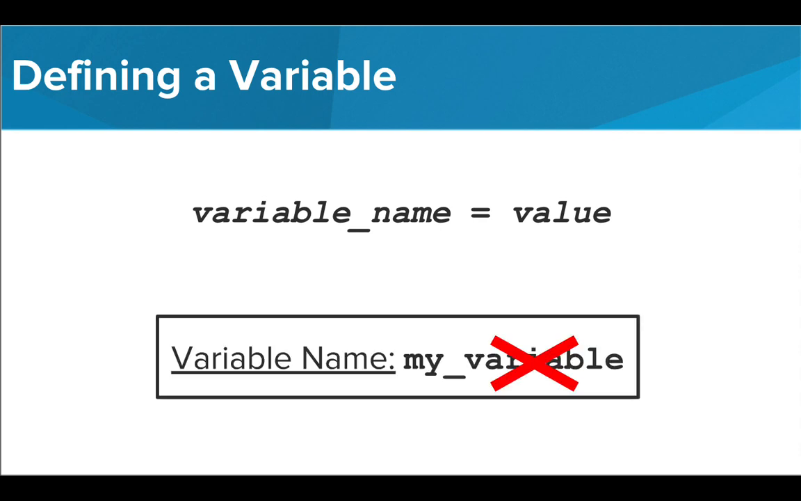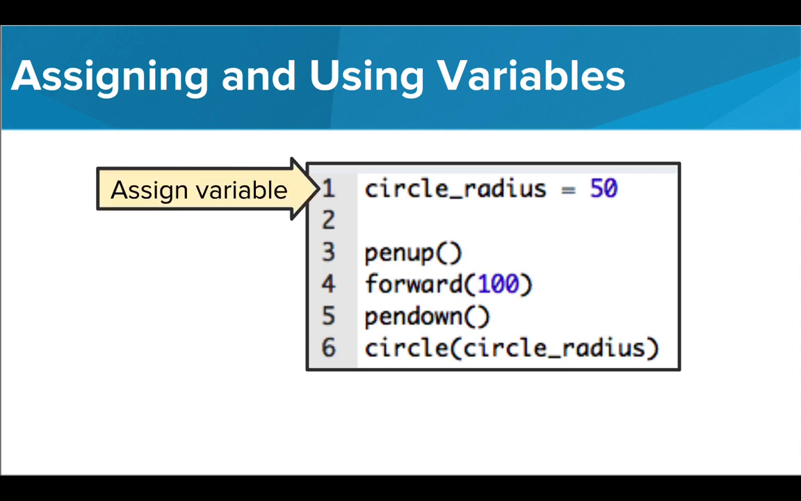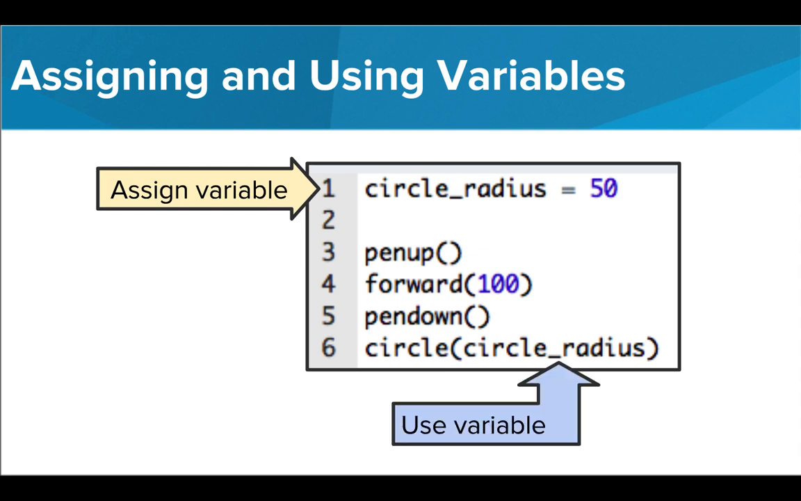Before you use a variable, you need to give it a name and assign it a value. Don't forget about our naming rules. To use a variable, the first thing we need to do is assign it. We do this by writing the variable's name followed by an equal sign and then the value we want to assign it. To use the variable, we plug its name wherever we want to use its value. In this case, we want the value of the circle radius variable, which is 50, to control the radius of our circle, so we plug it into our command where we would normally write the radius value.